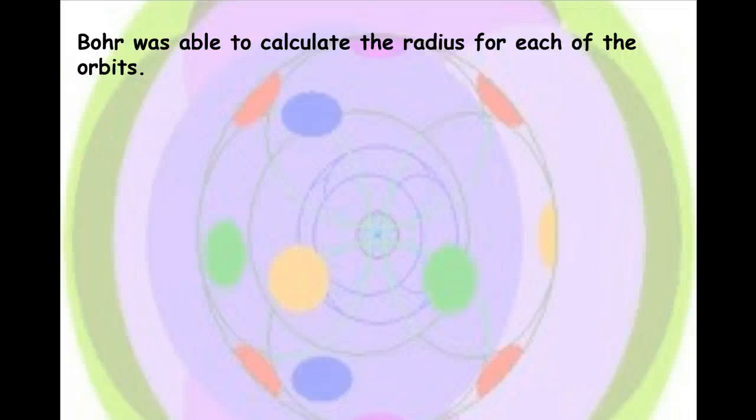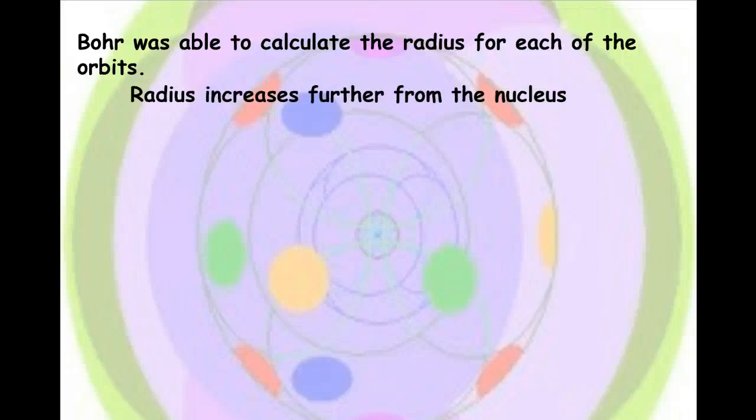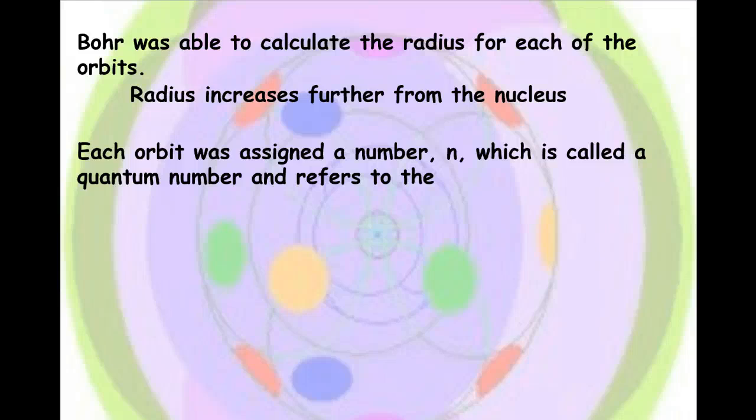Bohr was also able to calculate the radius for each of the orbits and found that the radius increases the further from the nucleus that the electron gets. Each orbit was assigned a number, which was given the symbol n, and that number is called a quantum number and refers to the energy level.